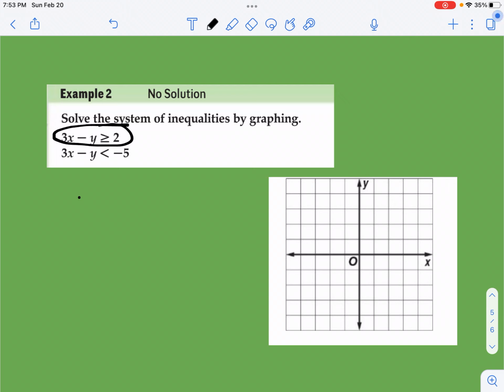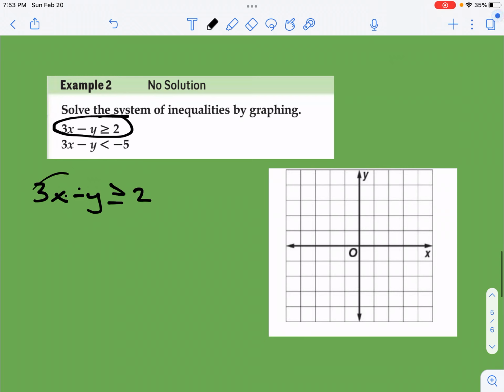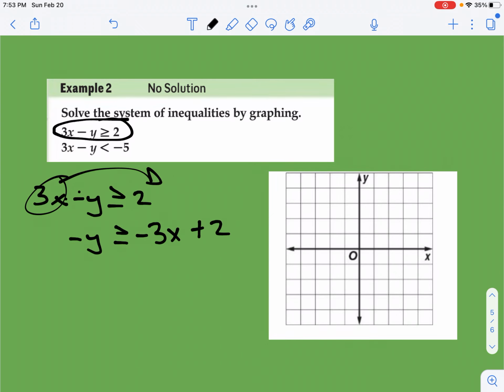All right, let's graph this one, let's just rewrite it. Okay, so let's go 3x minus y is greater than or equal to 2. Let's move this over. So it's going to become negative y is greater than or equal to -3x plus 2. All right, now we're going to multiply everything by -1. And remember, when you do that, you got to flip that sign. All right, so we get y is less than or equal to 3x minus 2.